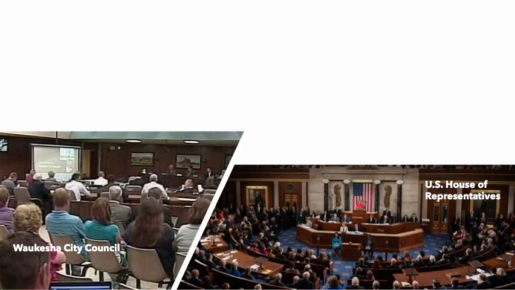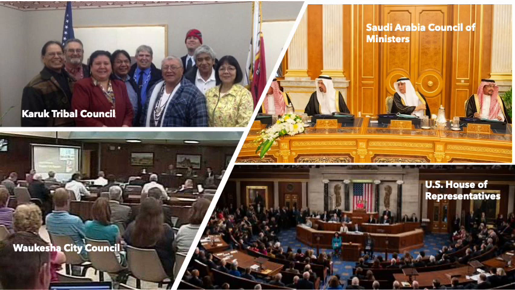So here are some visual representations of government, government in action, I guess. And so, as I mentioned, governments can be very small or they can be very large. They can govern over small groups of people, small territories, and very large as well. And so here in the upper left hand, we have the Karuk Tribal Council.